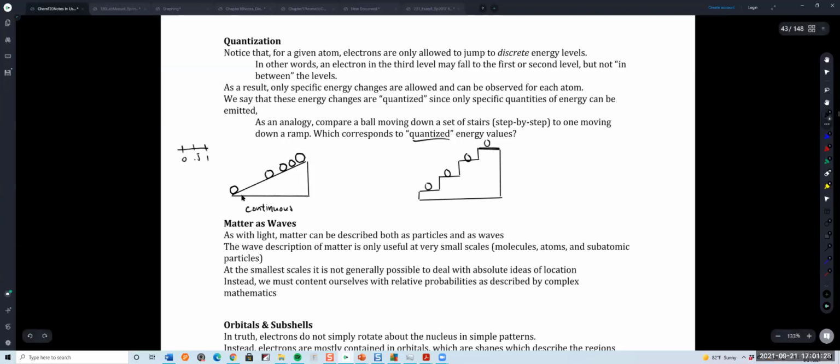So that's not what we're used to. We're used to a more continuous level. Okay. Whereas this is called quantum or discrete.